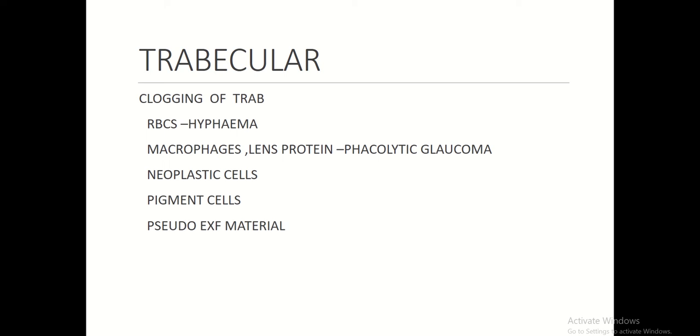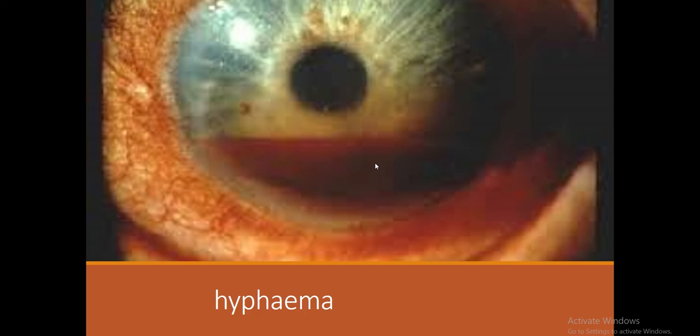Other cells which can be present in the trabecular meshwork area may be neoplastic cells in intraocular malignancies, pigment cells from pigmentary glaucoma or a pigment dispersion syndrome, or pseudoexfoliative material from pseudoexfoliation syndrome, which will in turn clog your trabecular meshwork, leading to decrease in drainage of aqueous across your trabecular meshwork. So this is a picture of hyphema. You're able to see the blood in the anterior chamber. These RBCs will go and clog your trabecular meshwork, leading to an increase in intraocular pressure.